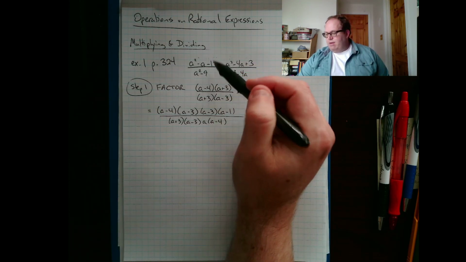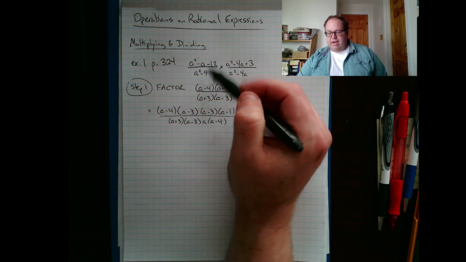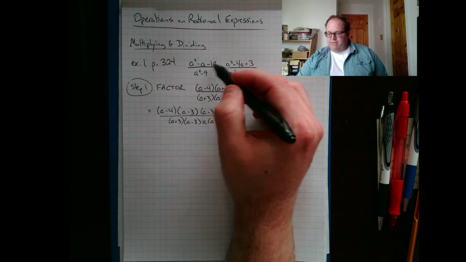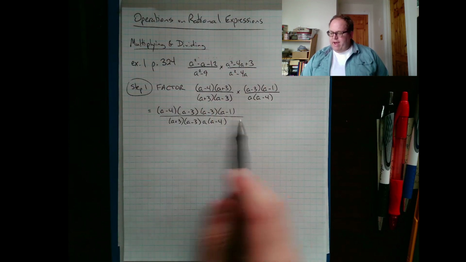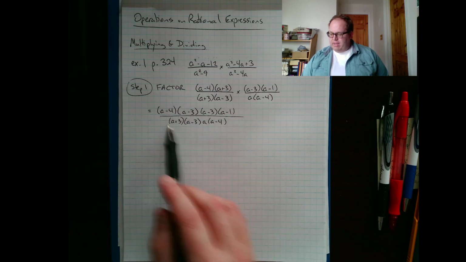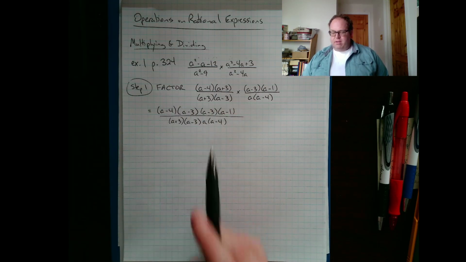A squared minus a minus 12 divided by a squared minus 9 is very different than negative a minus 12 over negative 9, for instance. Things need to be factored. You need to have everything multiplying together in the numerator and in the denominator before you can talk canceling.